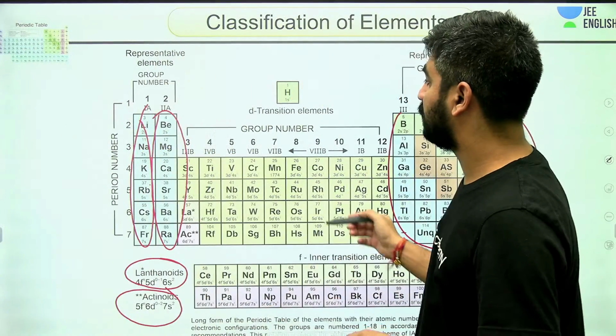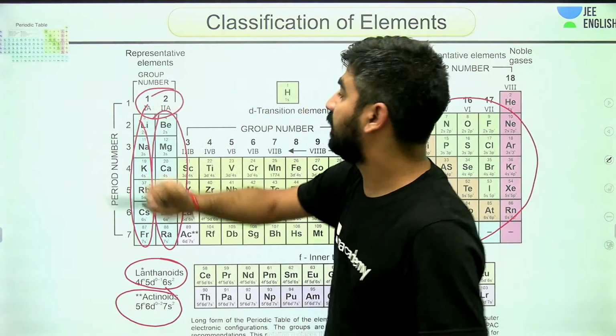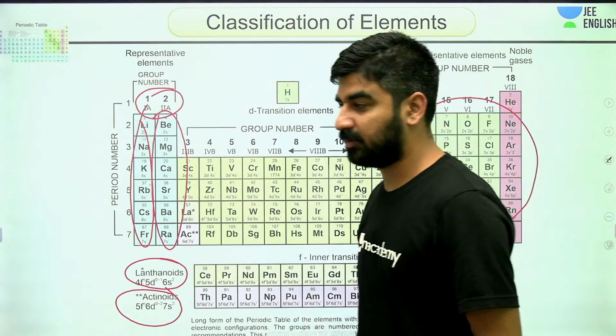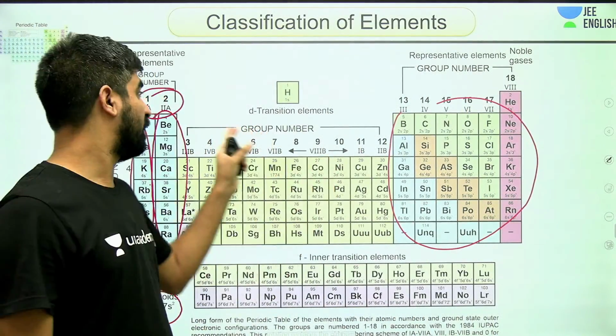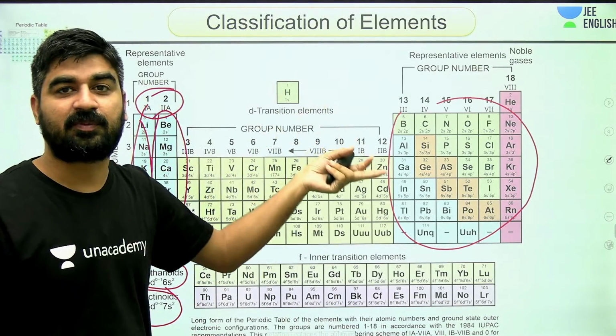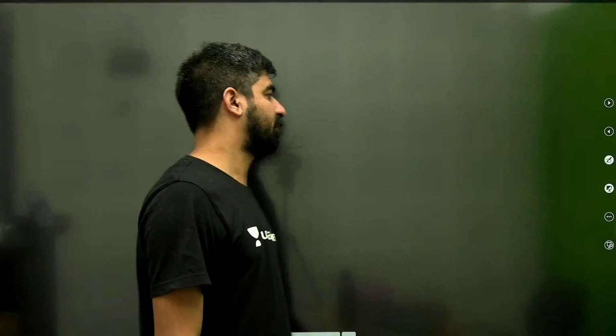If last electron is entering into what? Can you tell me? If last electron is entering into s orbital, then those will be called s block elements. In p orbital, then those will be called p. How?